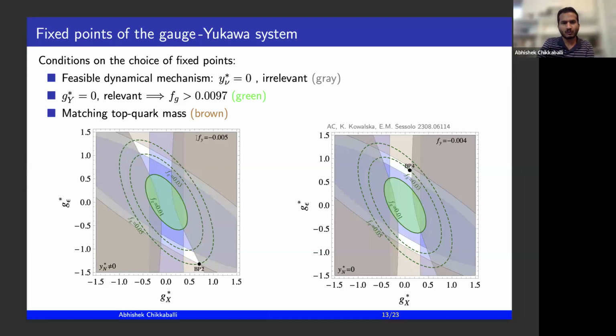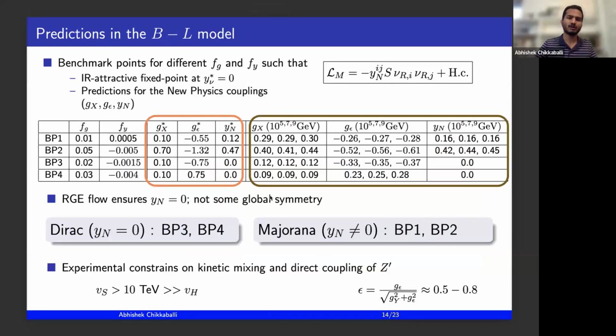And here I have shown for two different values of Fy. Here, these are the benchmark points that I have chosen. In addition to these, I consider two more benchmark points based on different values of Fg and Fy. And here I have shown the fixed points of these new physics couplings, and correspondingly the predictions of these couplings at three different scales.